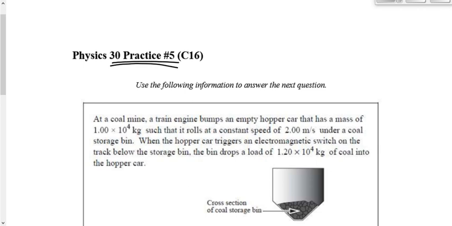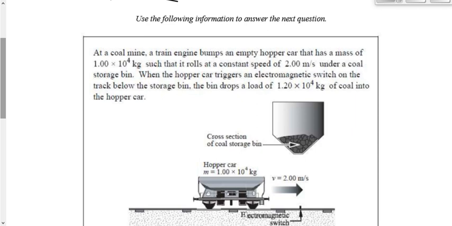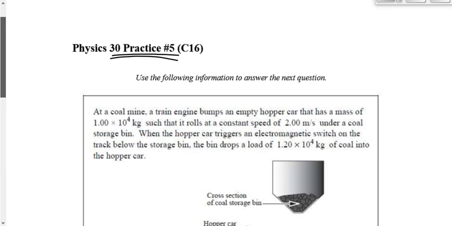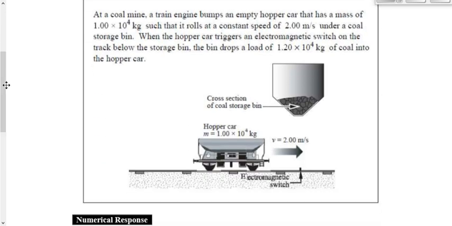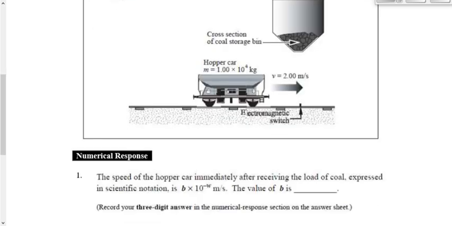Taking a look at practice question set number 5, which on your Physics 30 and 13 pages document you can see as concept number 16, conservation of momentum in 2 dimensions. The first question says, at a coal mine, a train engine bumps an empty hopper car that has a mass of 10,000 kilograms, such that it rolls at a constant speed of 2 meters per second under a storage bin. The hopper car triggers an electromagnetic switch, drops a load of coal onto the hopper car, and you scroll down to see what the question is. It says, what's the velocity or the speed of the hopper car right after receiving the load of coal?